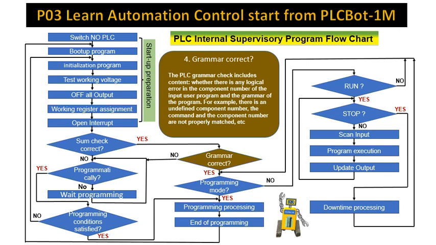The PLC grammar check includes whether there is any logical error in the component number of the input user program and the grammar of the program. For example, there is an undefined component number, the command and the component number are not properly matched, etc.